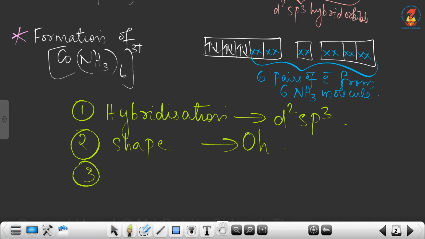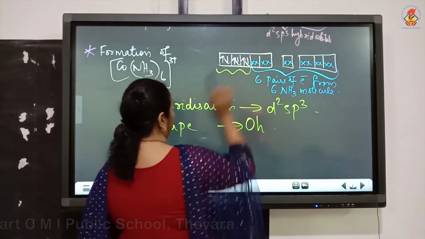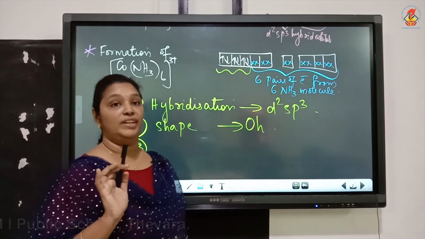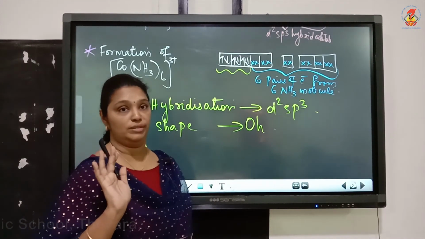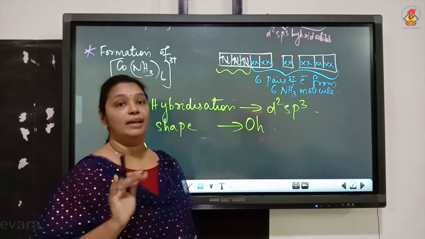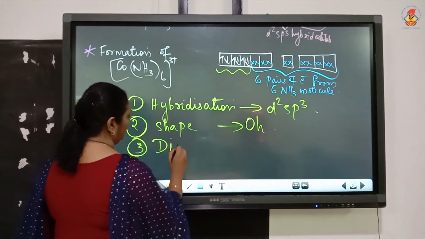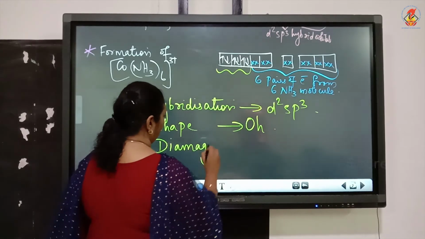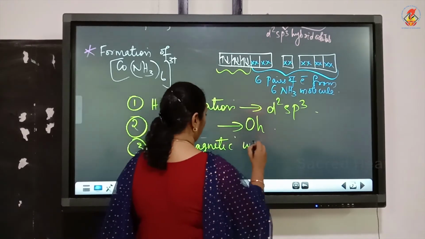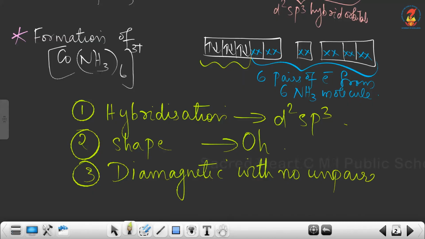Now you look at these orbitals, they are completely filled with no unpaired electrons. So is it diamagnetic or paramagnetic? Diamagnetic, with no unpaired electrons. So the third thing that you have to write is that it is diamagnetic with no unpaired electron. Whenever you write the word diamagnetic, write with no unpaired electron.